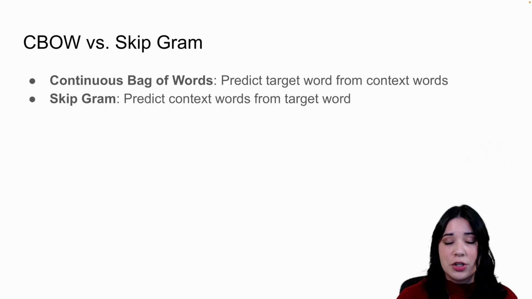Now, there's actually two ways that people will design these networks that produce our embeddings. The first one that we just did is a continuous bag of words. The continuous bag of words does what we just did. It tries to predict a blank or a target word based on the context of the words around it. The other way that we could build our network in order to generate these embeddings is using the skipgram method. In a skipgram, we're actually trying to predict the context words based on a target word.